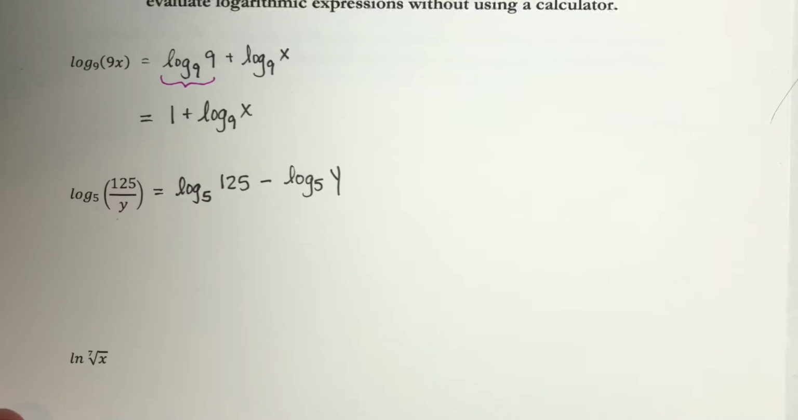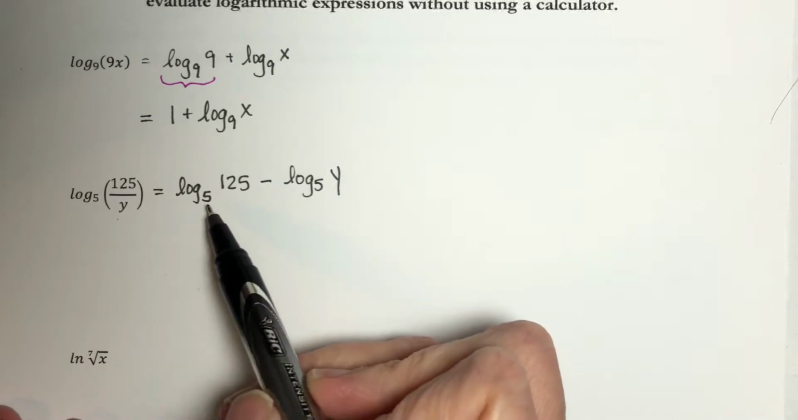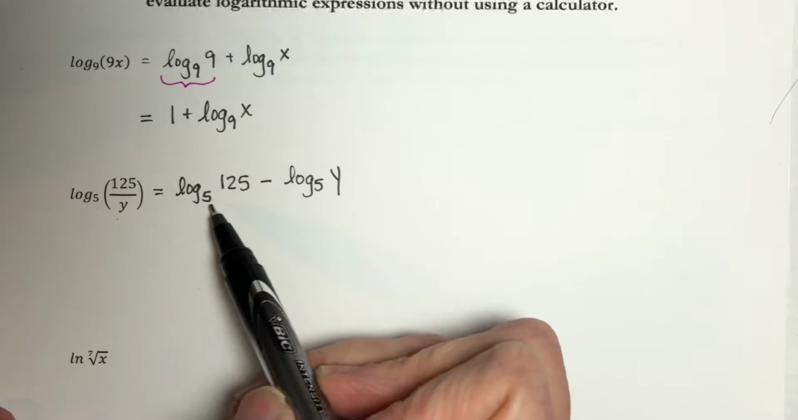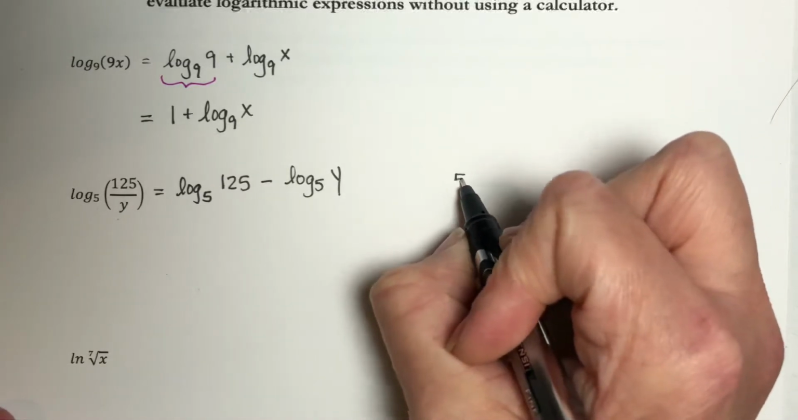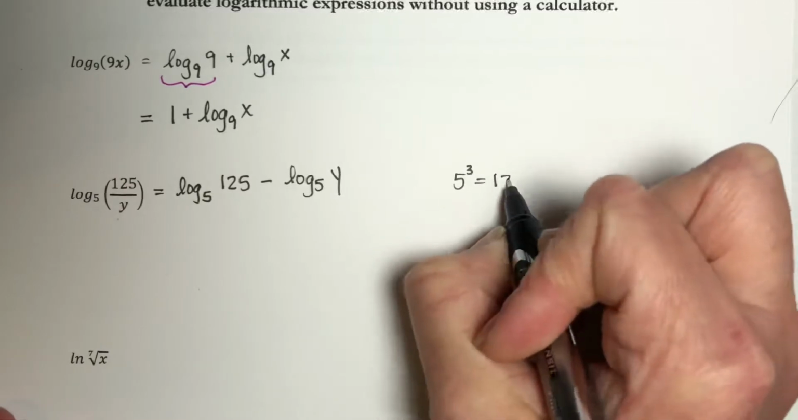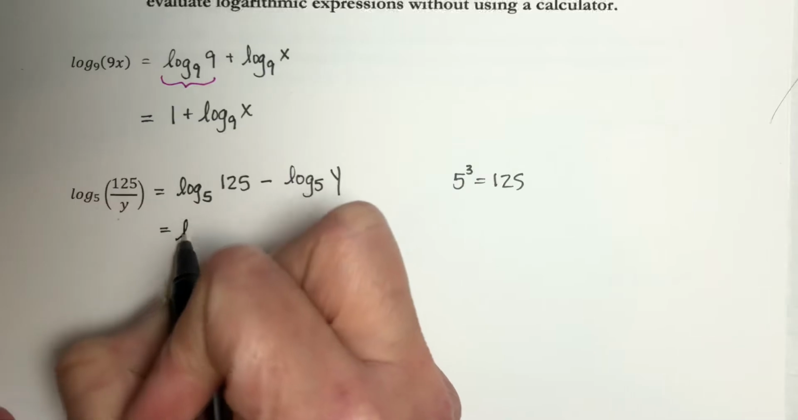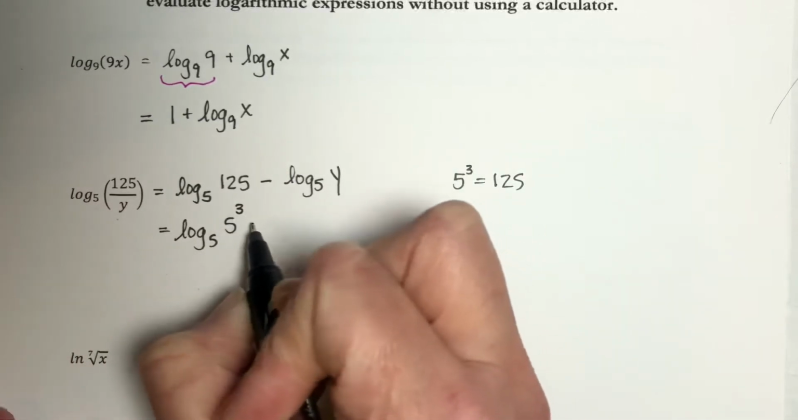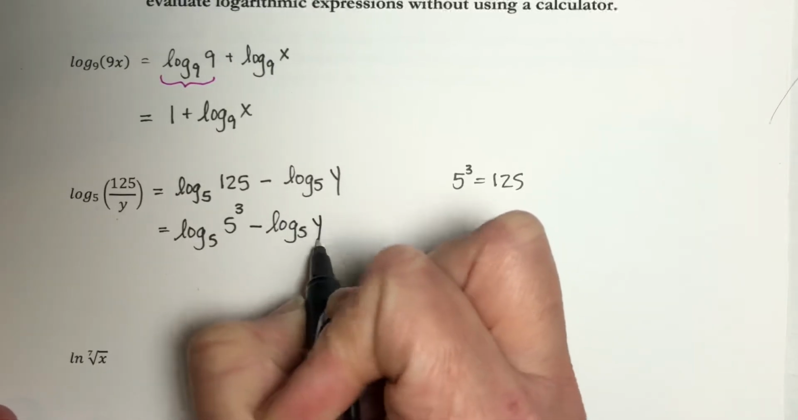Okay, now we need to see if any of these simplify anywhere. And since I have a 5 and I have a number, whatever that is, I'm going to check to see if this number is a power of this. And it is. 5 cubed is 125. So I'm going to rewrite this as log base 5 of 5 to the third power minus log base 5 of y.